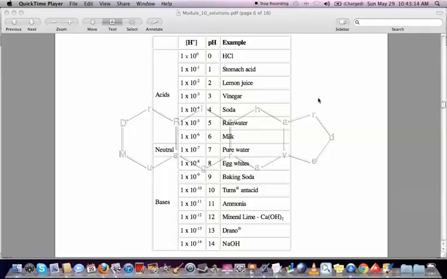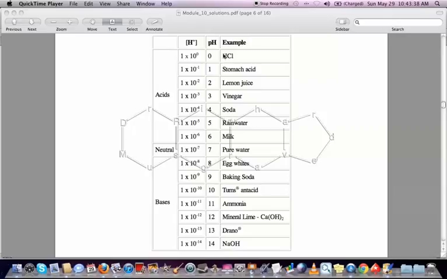I want to give you a bit of a review here about what pH is and the pH scale, and how we can link that to strong and weak acids and strong and weak bases. So the pH scale goes from about 1 to 14, and at the low end of pH we've got strong acids. At the high end of pH, we've got strong bases. In the middle, we've got neutral.